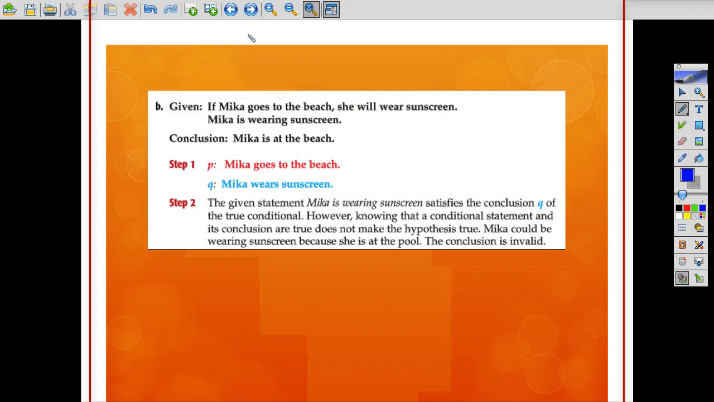Here's another example. B, given: if Mika goes to the beach, she will wear sunscreen. Mika is wearing sunscreen. Conclusion: Mika is at the beach. So the if part, if she goes to the beach, that's the P. The then part, she will wear sunscreen. The given statement, Mika is wearing sunscreen, is the conclusion.